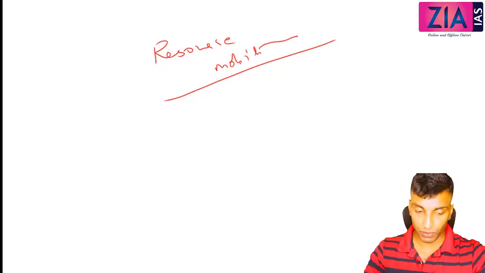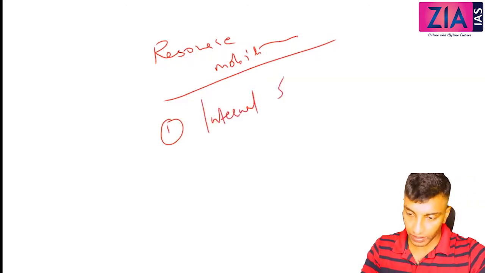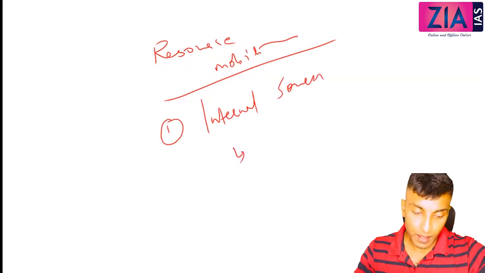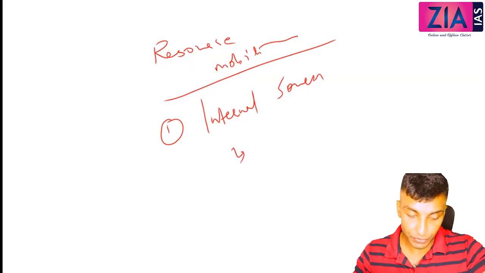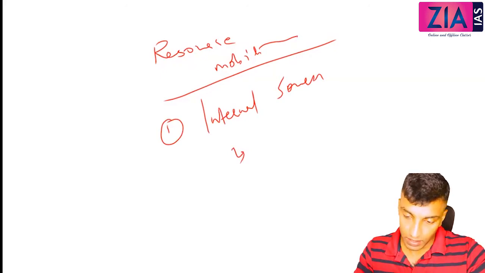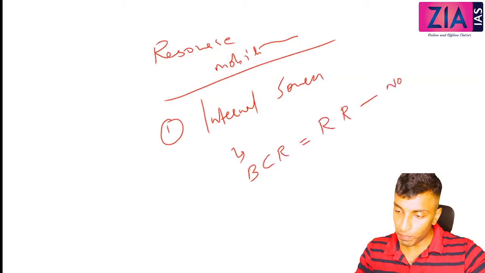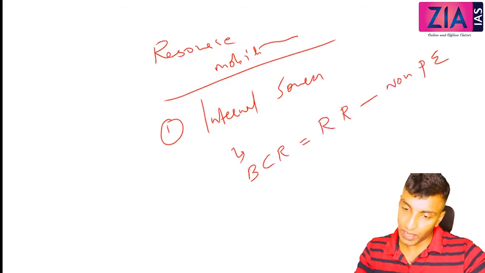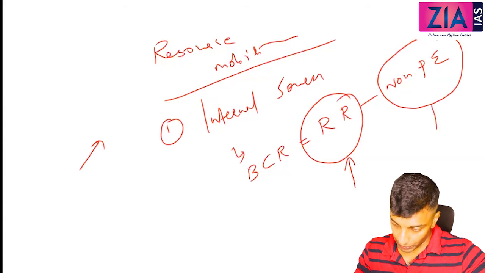You can write one, internal sources. Under that you can write balance from current revenues. You can write it as BCR. Balance from current revenue equals revenue receipts minus non-planned expenditure. So here we are looking for planned expenditure. Revenue receipts means whatever you have received, and whatever you are spending is for non-planned expenditure.